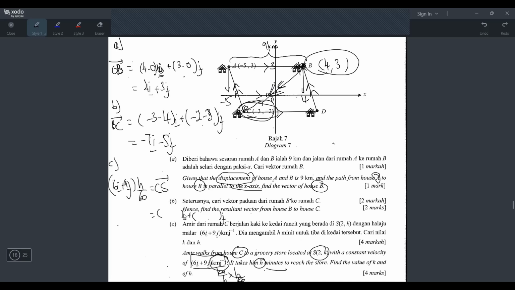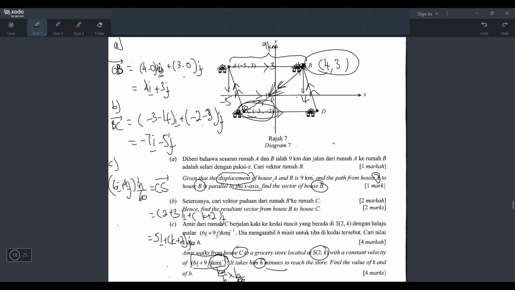So for this first bracket, you have to take the x coordinate minus the x coordinate. But you must take 2 minus negative 3, which is 2 plus 3, because you are going from C to S, not S to C. So if you're going from C to S, it means you take the S coordinate minus the C coordinate. So that's why it's 2 minus negative 3, and then k minus negative 2, which is k plus 2. So you end up with 5i plus (k plus 2)j, right?